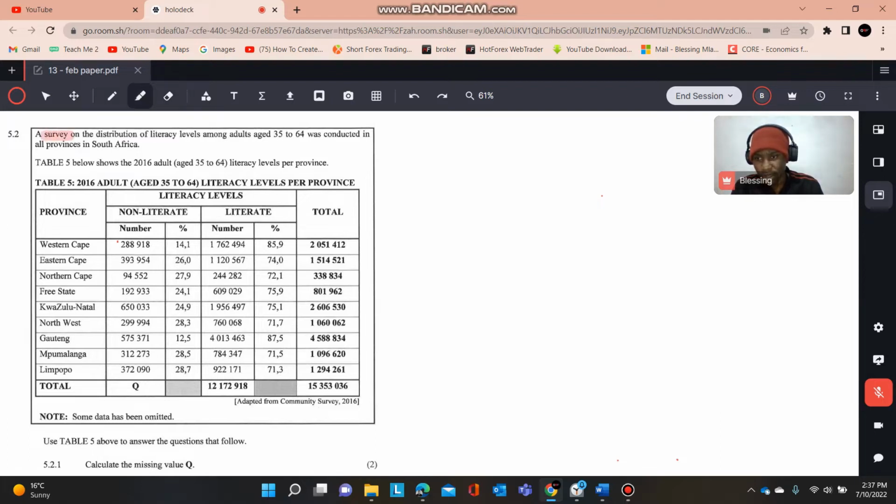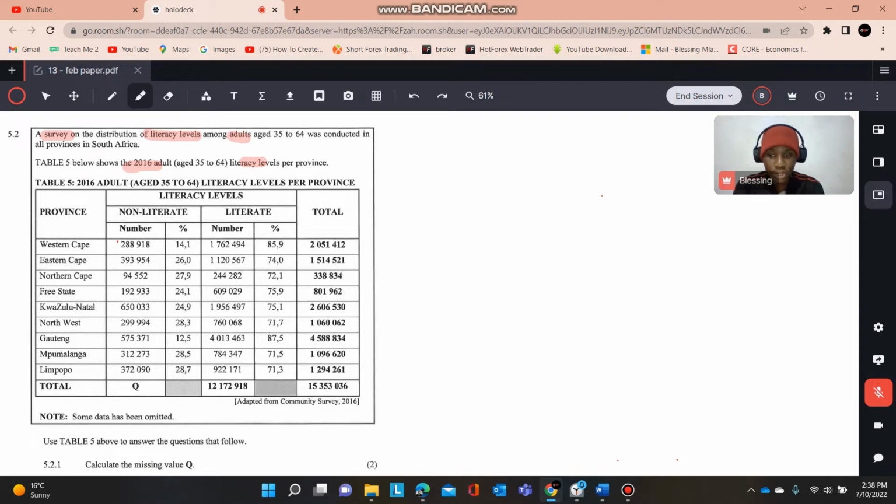They say a survey on the distribution of literacy levels among adults aged 35 to 64 was conducted in all provinces of South Africa. This table below shows the 2016 adult literacy levels per province. You can see in our table they gave us the provinces, and then they categorized the data into non-literate and literate. So they classified these adults into two groups, whether they are literate or non-literate.